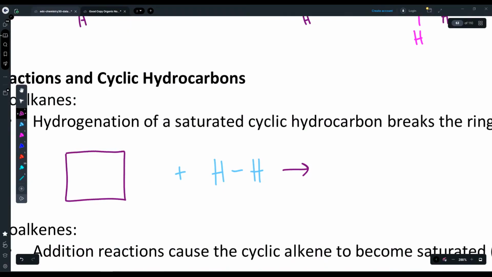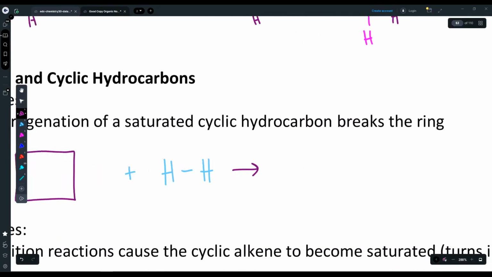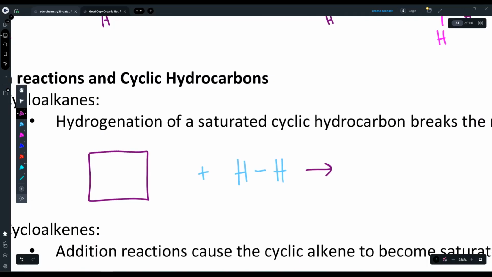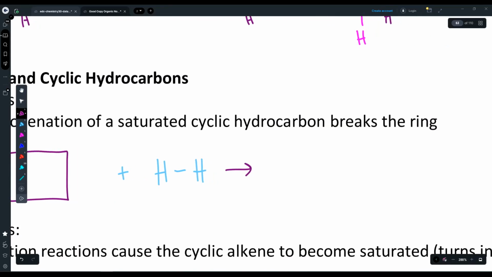So when we're taking cyclobutane and adding hydrogen to it, it's going to go from a cyclic compound to a chain. We're still going to have 4 carbons. We didn't add any carbons, we're just adding hydrogen. So we go 1, 2, 3, 4.